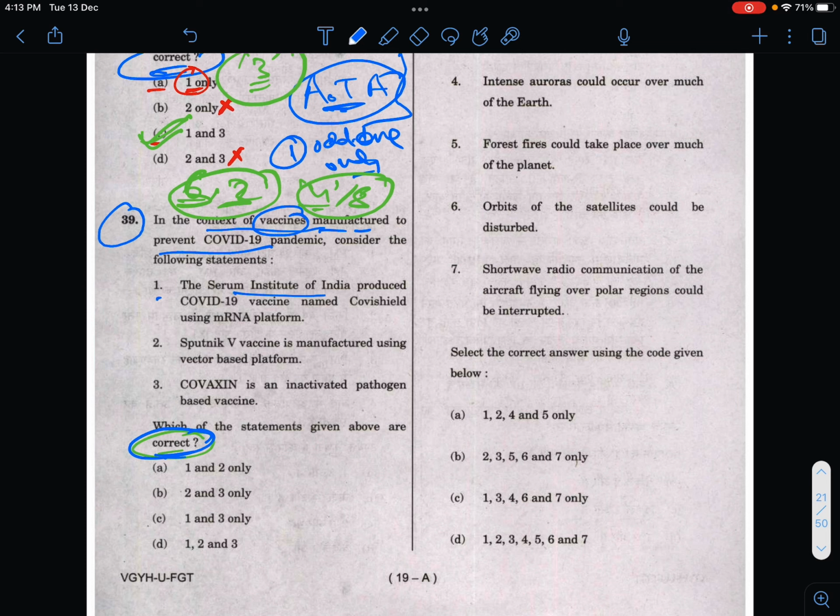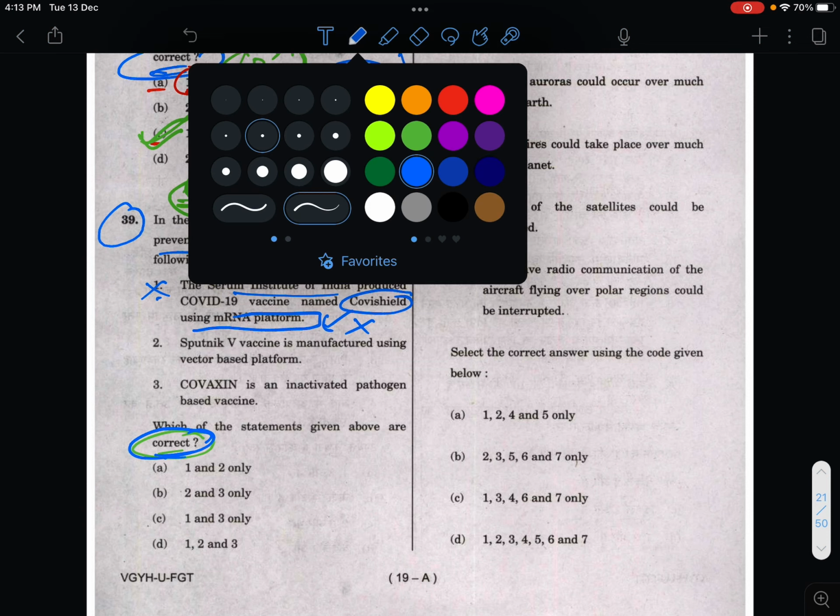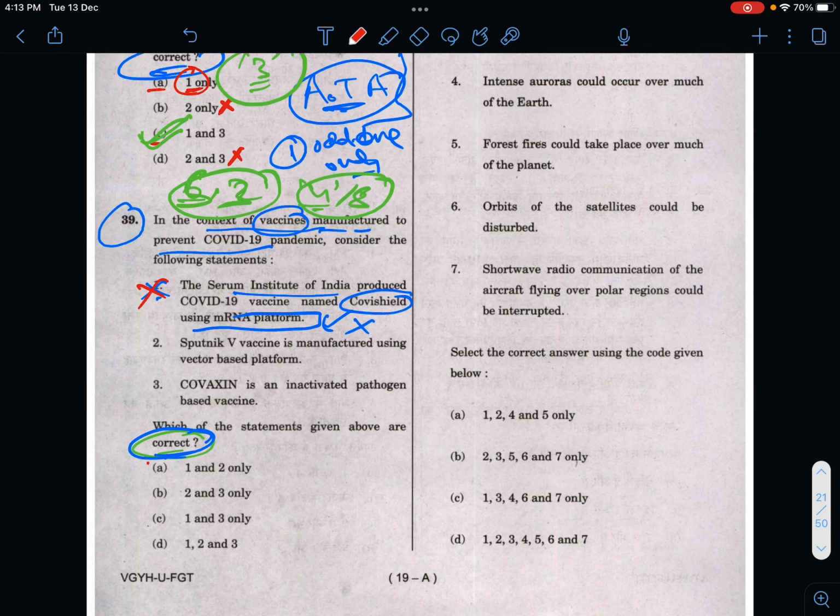So statement 1 says, Serum Institute produced COVID-19 vaccine named Covishield using mRNA. Clearly, everyone has mostly been aware of the fact that Covishield is not mRNA based, is not made using the mRNA platform. The moment you eliminate one, you arrive at the right answer.